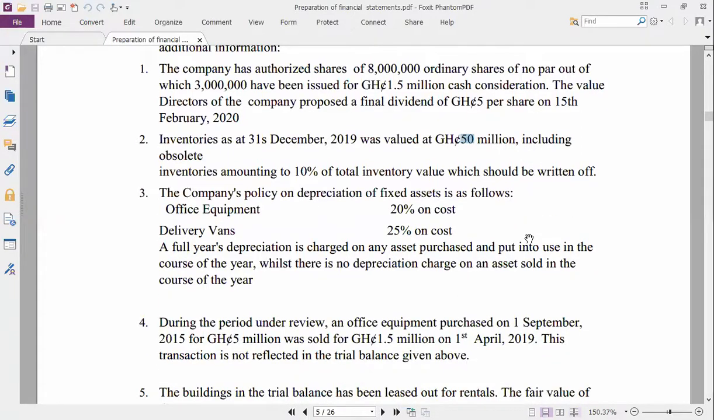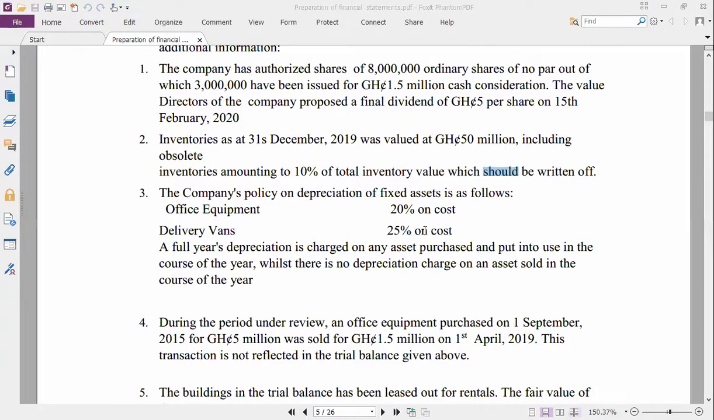Note 3. The company's policy on depreciation of fixed assets is as follows. Office equipment, 20% on cost. Delivery vans, 25% on cost.